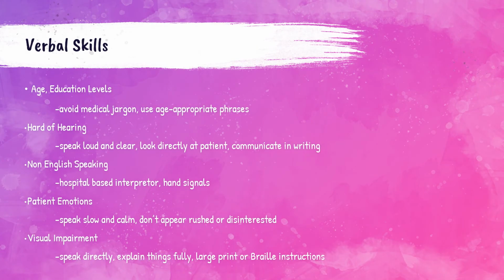So on that previous slide, I listed the types of verbal communication barriers. This slide suggests methods to overcome these specific barriers. The first barrier listed is age and education levels. To overcome these potential barriers, the phlebotomist must use age-appropriate phrases. This means that the phrases that would be used for a 5-year-old child patient would be different from those of a 60-year-old patient. Also, avoiding medical jargon.